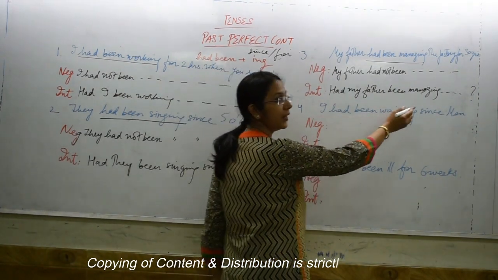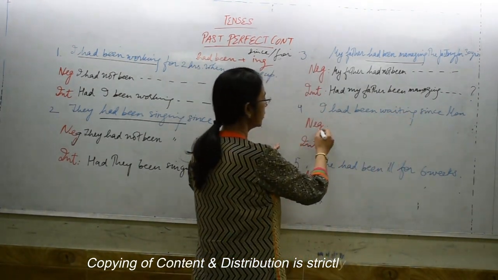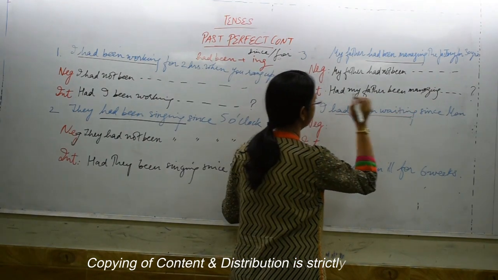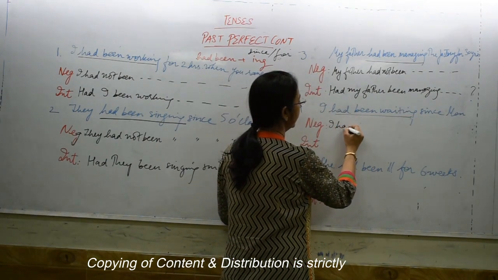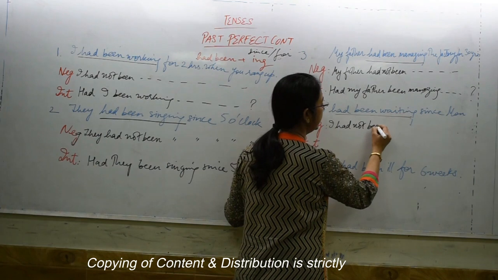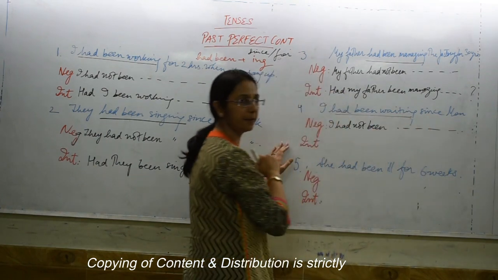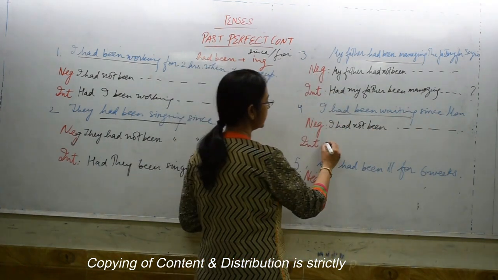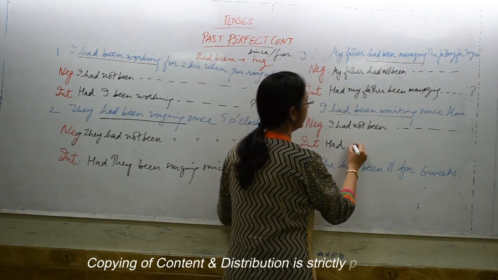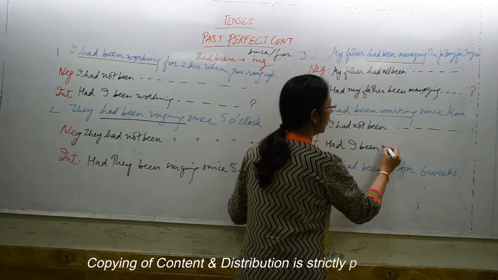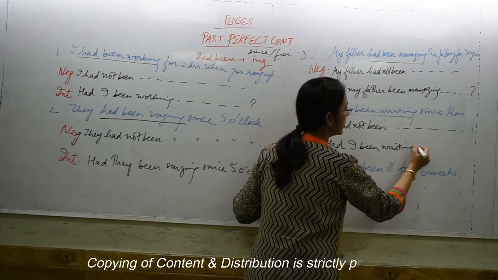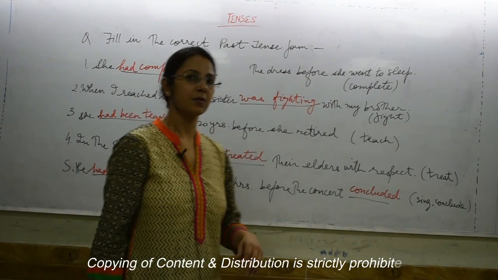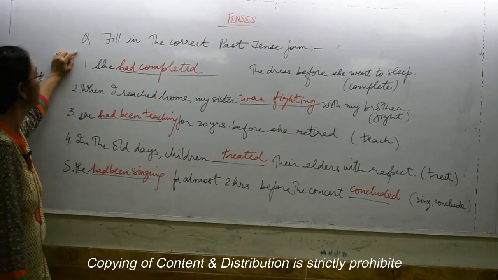I had been waiting since Monday. So, negative would be: I had not been waiting since Monday. Interrogative: had I been waiting since Monday? So, let's check out some examples now.